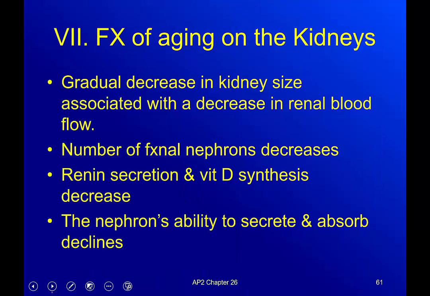So the effects of aging. Well, in all honesty, our kidneys actually start to decrease in size. One of the reasons for that is because we have a decrease in the blood flow to our kidneys as time goes on. The number of functional nephrons also decreases. So the number of nephrons that actually work starts to go down. Renin secretion and vitamin D synthesis decrease. The nephron's ability to secrete and absorb also declines. So again, everything goes downhill as we age.